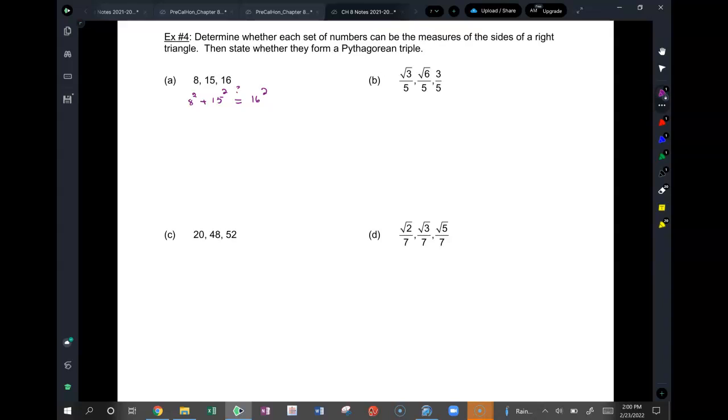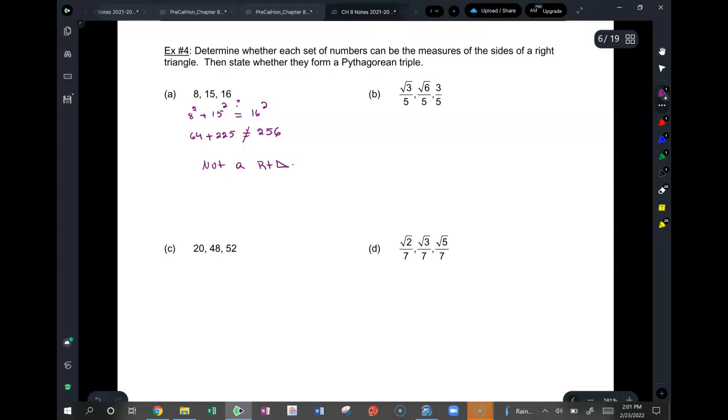8 squared is 64. Now, what's 15 squared? 225. This is the chapter where little by little you'll get used to these, and we'll try to practice as much as we can. 15 squared is 225. 16 squared is 256. They're not equal to each other. So we can just say they are not equal. So this is not a right triangle.